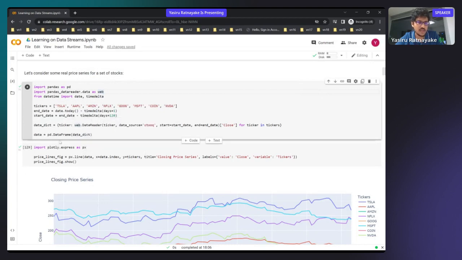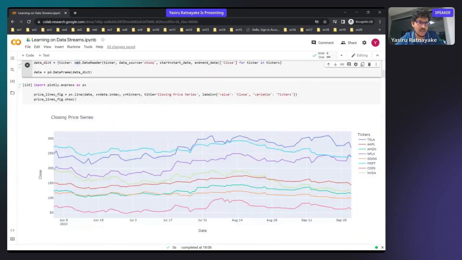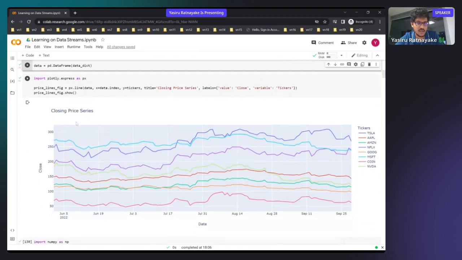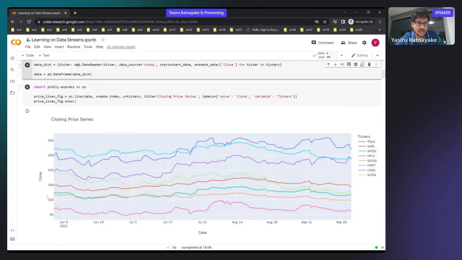So first, getting a data set, we'd want to look at this, and this is still in the kind of batch setting. Now we've got a data set, and it's got a particular shape. So I'm going to import the plotting library, Plotly Express as it happens. I'm going to look at a line chart for these prices, and I'm going to look at the closing values on the y-axis, and the dates on the x-axis, and the different tickers are colored differently.